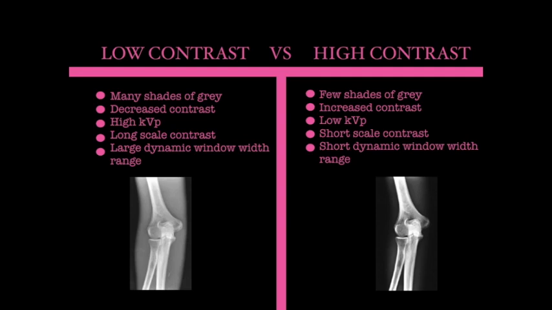Low contrast and high contrast differ. Low contrast demonstrates many shades of gray, decreased contrast, high KVP, long scale contrast, and a large dynamic window width range. High contrast, on the other hand, demonstrates few shades of gray, increased contrast, low KVP, short scale contrast, and a short dynamic window width range. And right here I am demonstrating two images of an elbow, one demonstrating low contrast and one demonstrating high contrast.